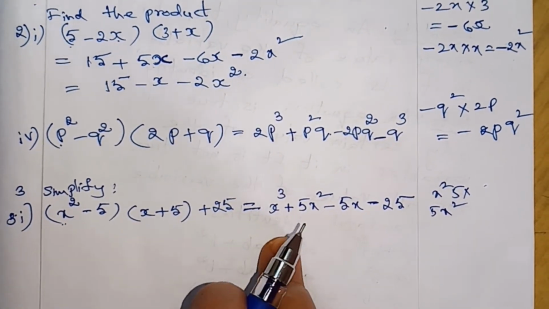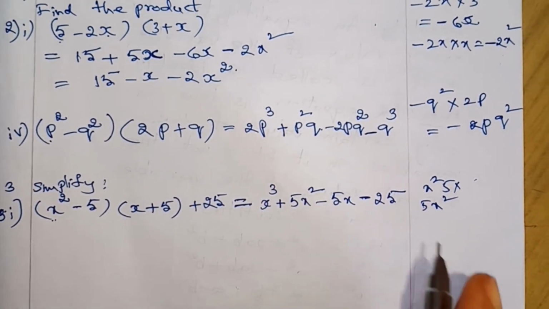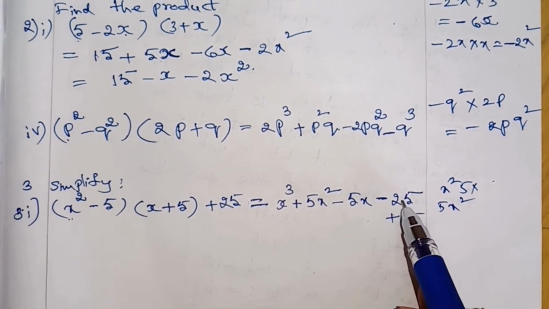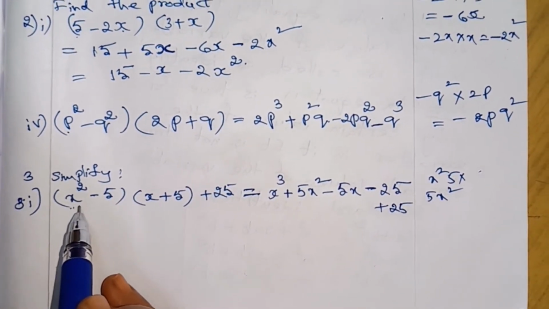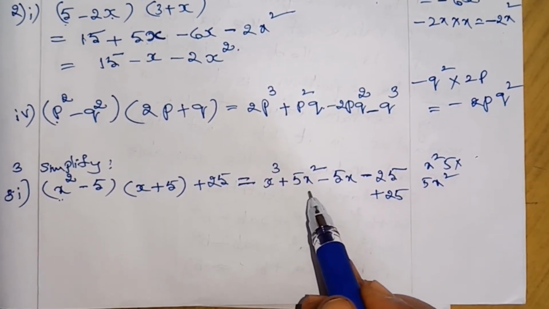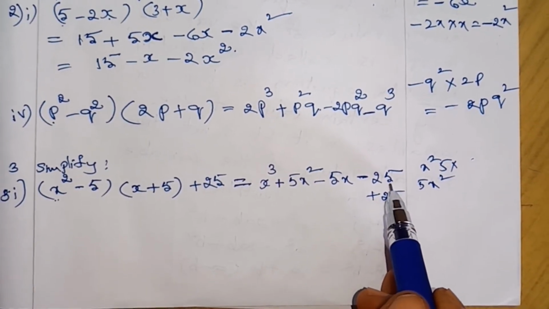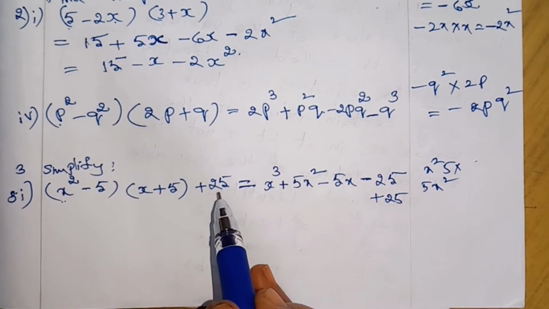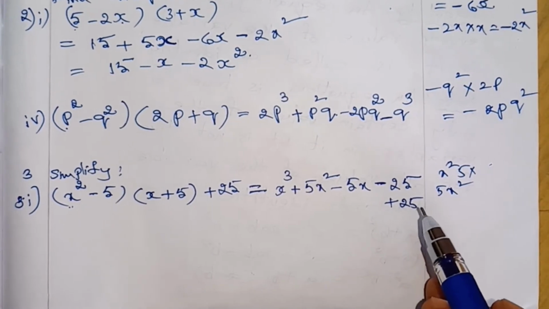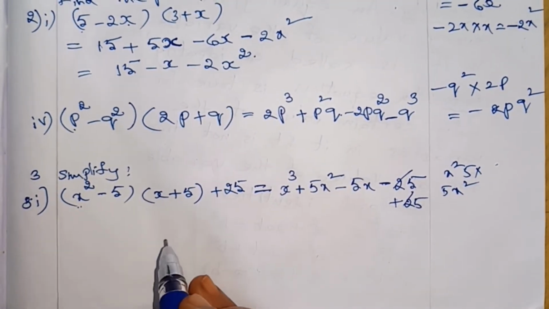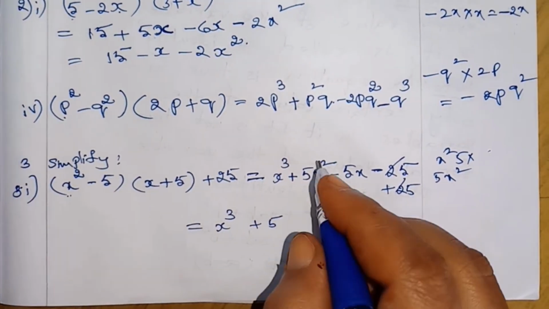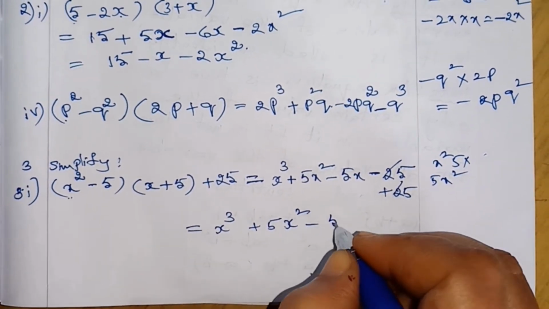So plus here you had 25, that also you should write. Now look at this. When we multiplied x square minus 5 into x plus 5, we got this algebraic expression, that is x cube plus 5x square minus 5x minus 25. But still you have 25 here, so that we wrote here. If you observe here, minus 25 plus 25, they both get cancelled. So what is remaining, we write. So this is equal to x cube plus 5x square minus 5x.